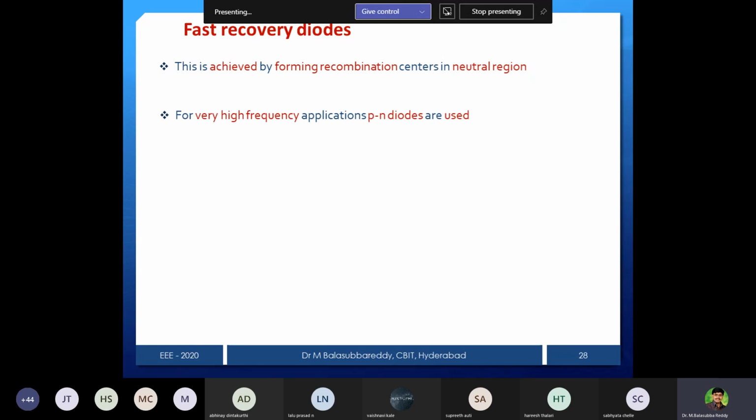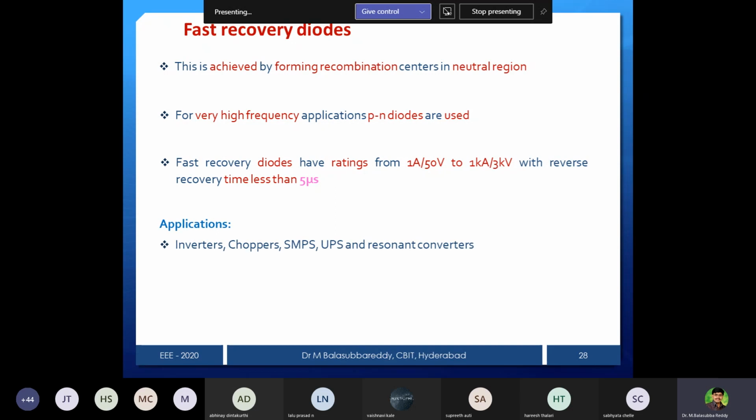And in very high frequency applications, PN diodes are used, that is, PN junction diodes, or you can say fast recovery diodes, rated from 1 ampere to 50 volts and 1 kiloampere through 3 kilovolts, with reverse recovery time less than 5 microseconds. As for applications, these types of diodes can be used in inverters, choppers, SMPS, UPS (uninterruptible power supply), and resonant converters. So for these applications we can use a fast recovery diode.